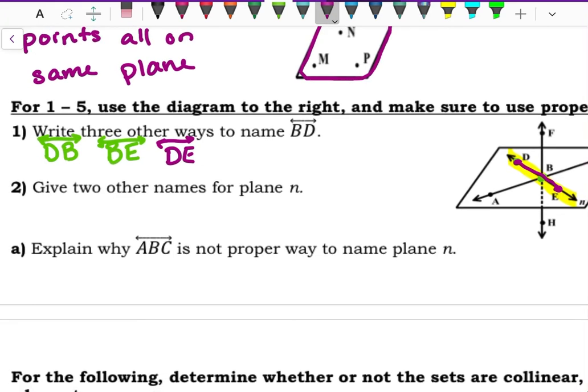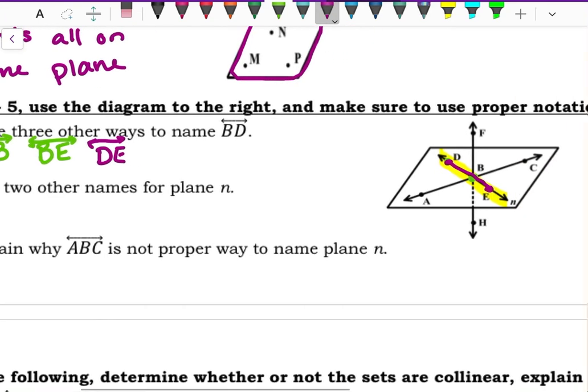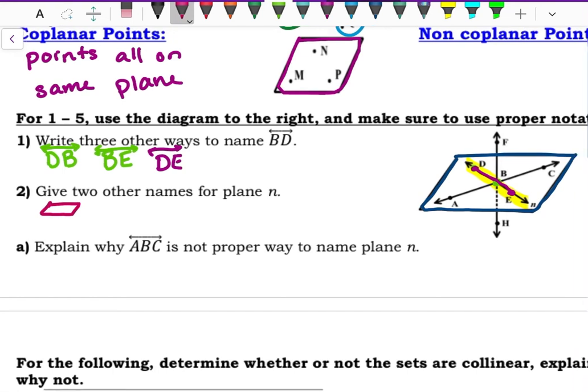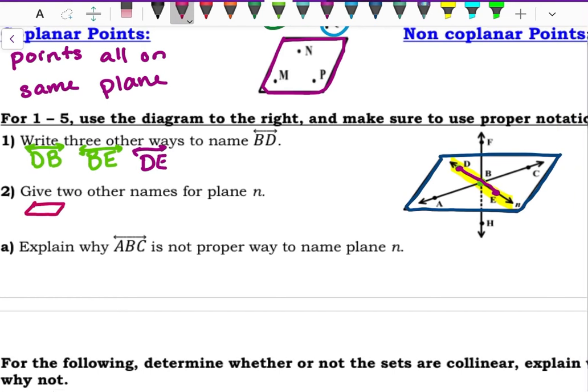Give two other names for plane N. So plane N is the plane that all of these points are on, this plane right here. So we're going to name two other names for that. So first, I'm going to draw my little parallelogram, and then I'm going to pick 3 points that are on the plane. So on that plane, I see point C, and then I have point D, and then I also have point A, and those are all on the plane. So that's a name for plane N.